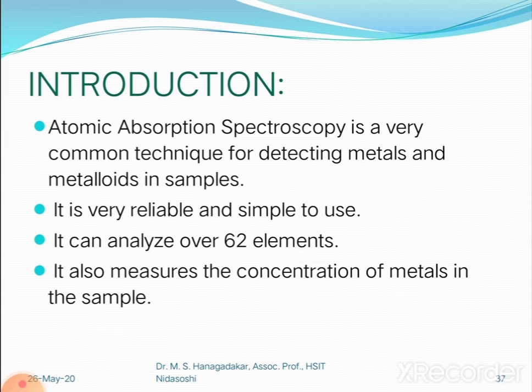And also metalloids. Metalloids are elements whose conductivity is in between conductors and insulators. For example, silicon and germanium are semiconductors. The metal salts made by such elements, which show semiconducting behavior in the metallic state, can be analyzed by this atomic absorption spectroscopic technique.